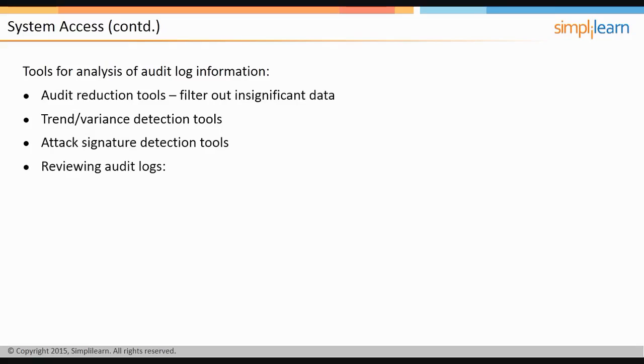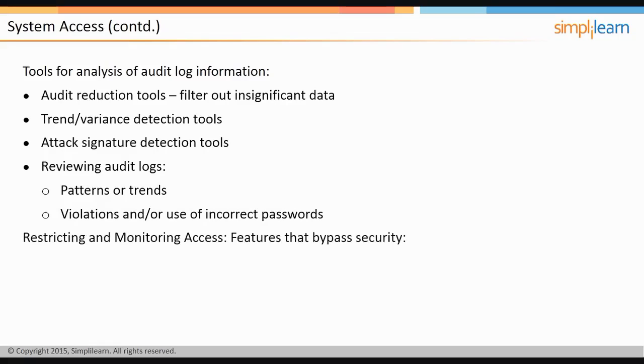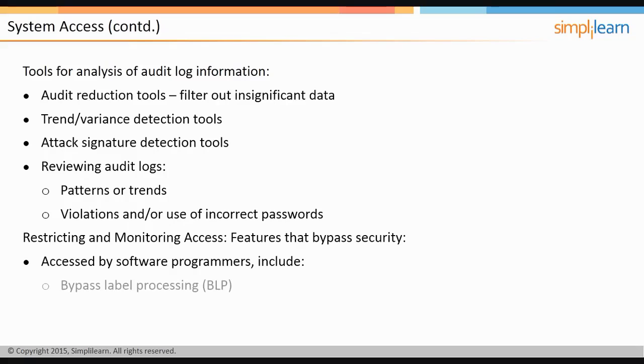Reviewing audit logs monitors patterns or trends and violations and/or use of incorrect passwords. Restricting and monitoring access. Features that bypass security accessed by software programmers, including bypass label processing, BLP, system exits, and special system logon IDs. You will now attempt a question to test what you have learned so far.